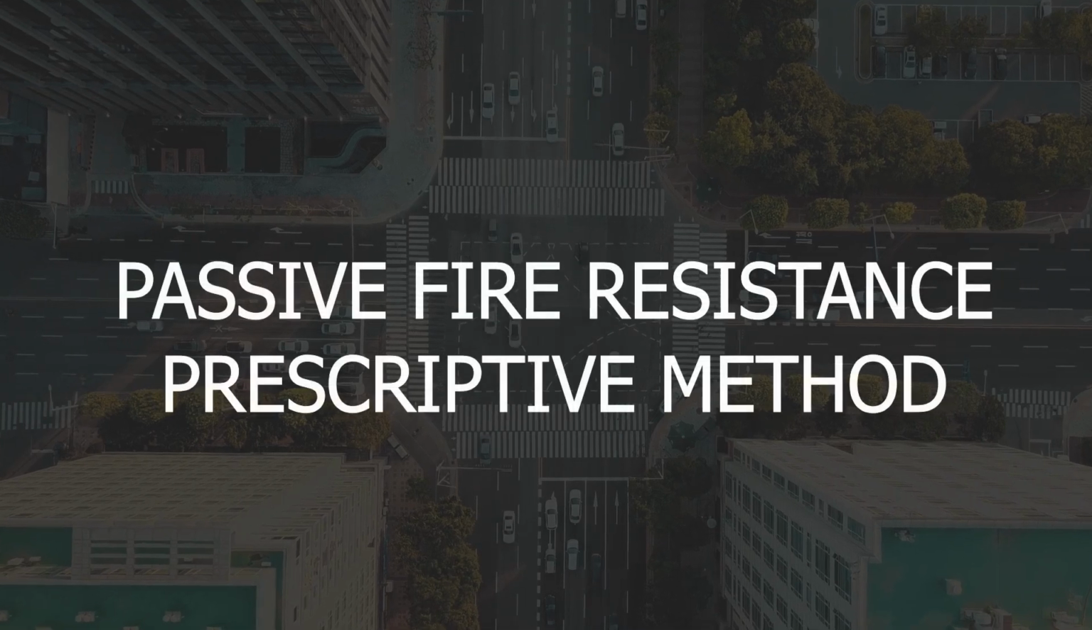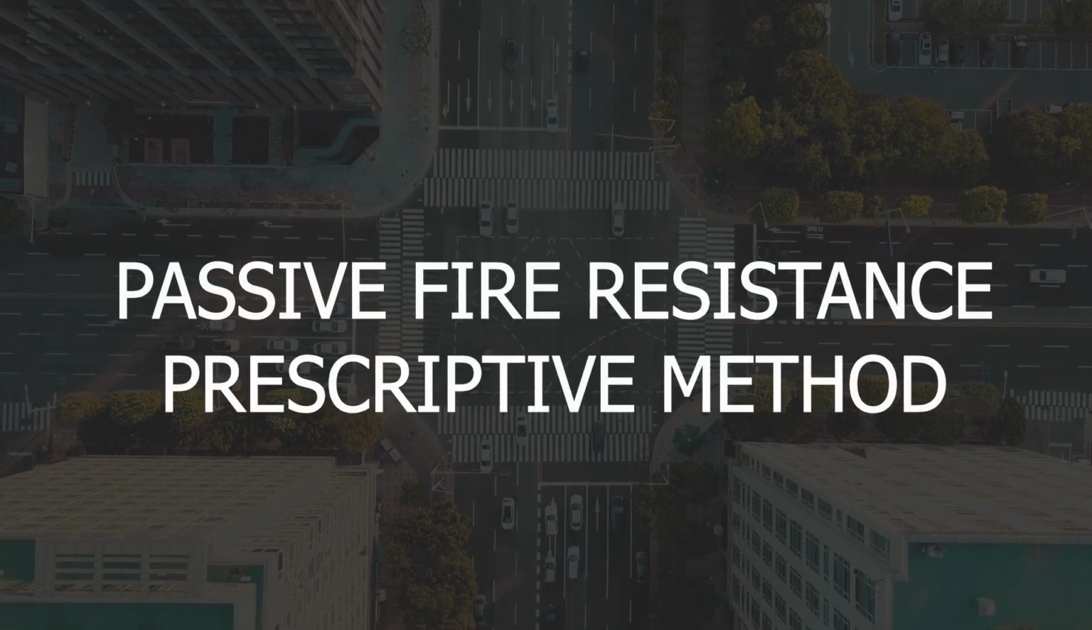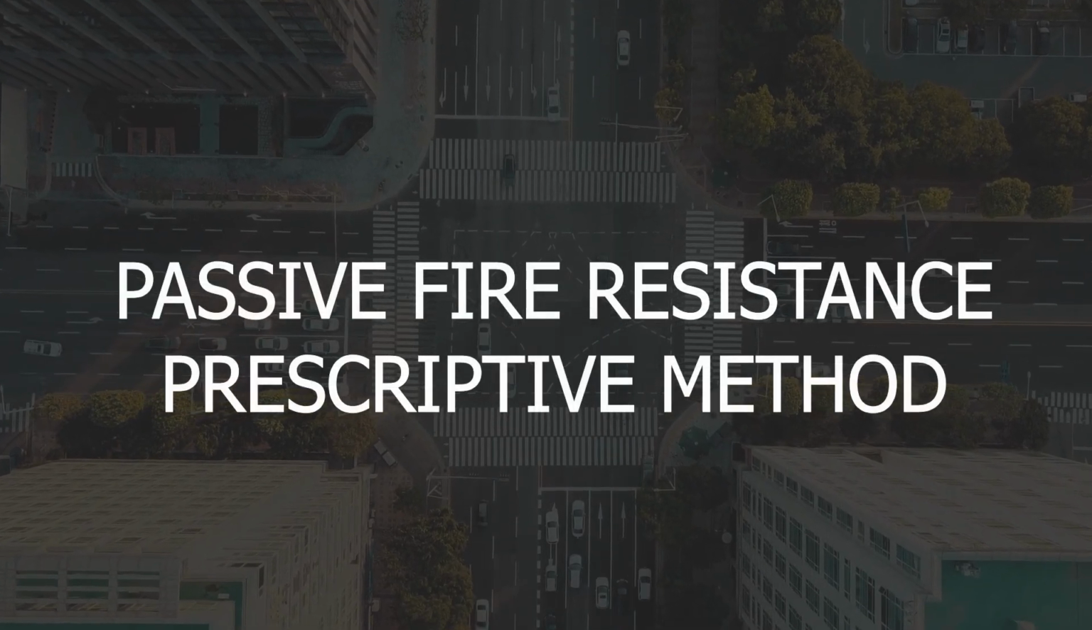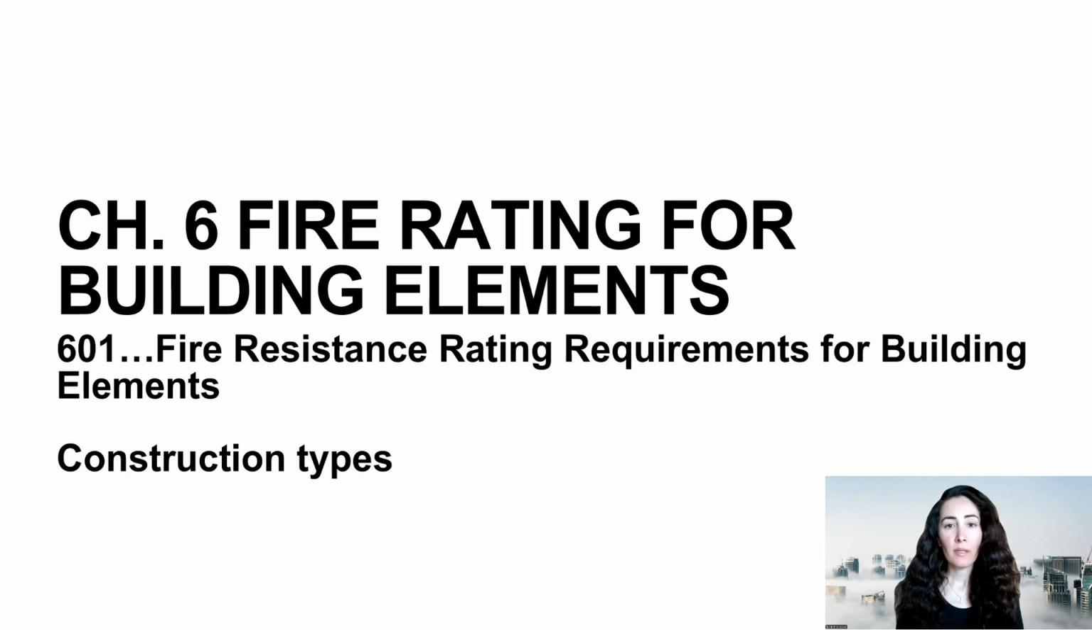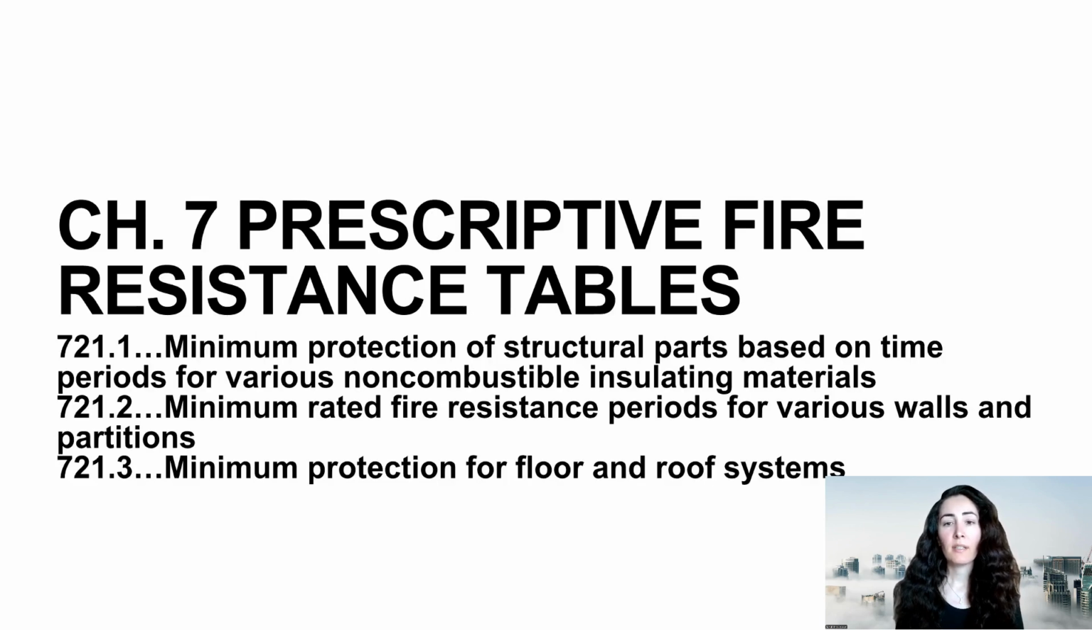What materials can you apply to achieve passive fire resistance rated construction for building elements, components, or assemblies? We would consult Chapter 6 to figure out what the rating requirements are for various elements of our building. Then we would review Chapter 7 to find the right material assembly to achieve the ratings for various building elements.